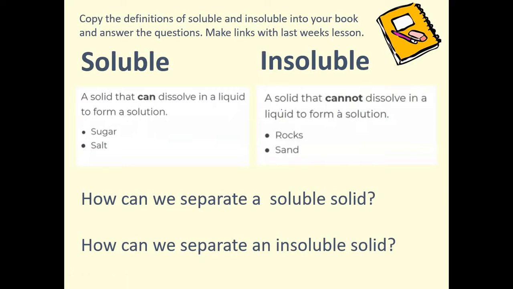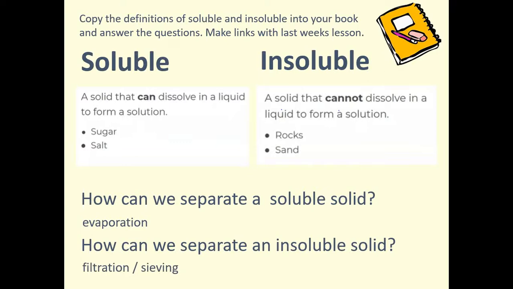Okay, let's go through the answers. We use evaporation. Do you remember? We have to heat our solution so that all the water evaporates, leaving the salt or the sugar or whatever our solute is in our pan. So we use evaporation to separate a soluble solid. How can we separate an insoluble solid? We can use filtration or sieving, depending on the particle size.